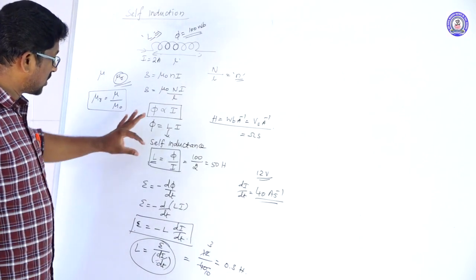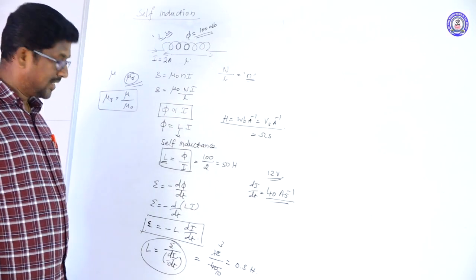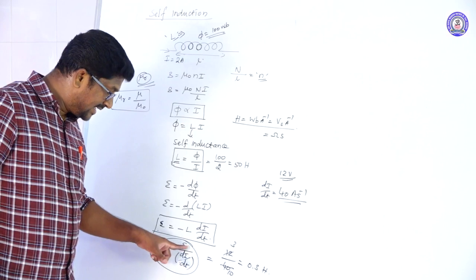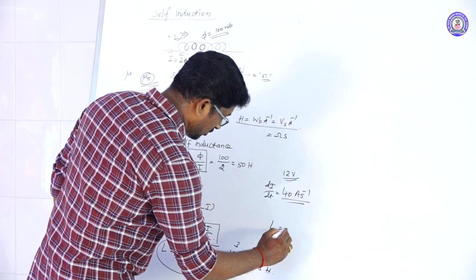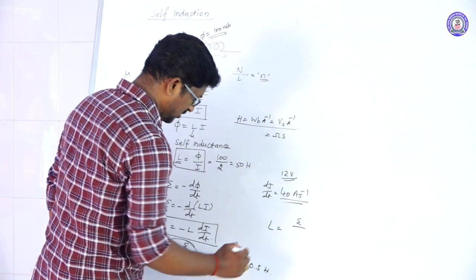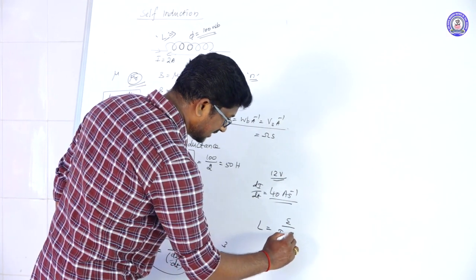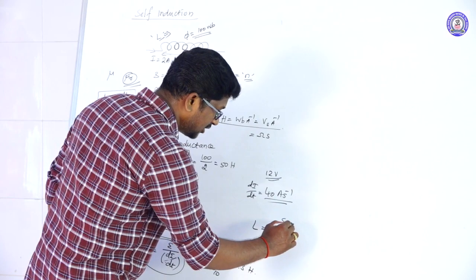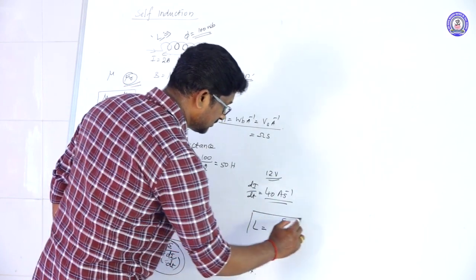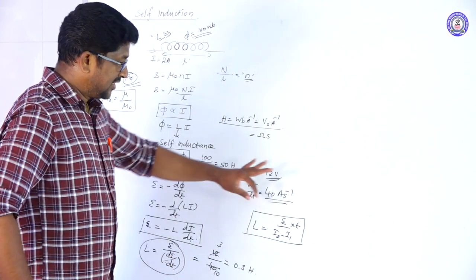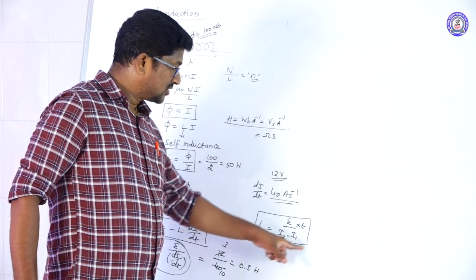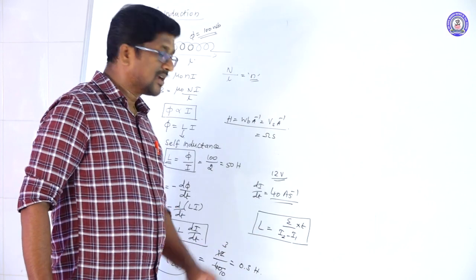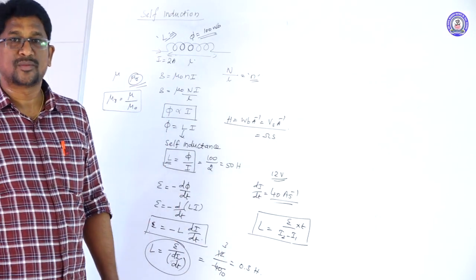So self-inductance, one formula is L equal to phi divided by I. Another formula is L is equal to E divided by di by dt, or L is equal to E into t divided by (I2 minus I1), t goes to numerator. If induced EMF value, time, final current and initial current, these four values are known, we can calculate the coefficient of self-induction of the coil.